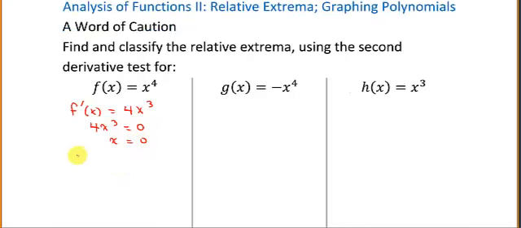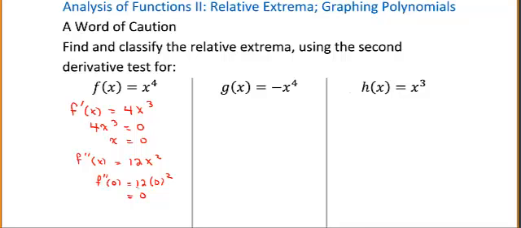Okay, now if I take the second derivative, to use the second derivative test, I'll get 12x squared, and if I evaluate that second derivative at 0, I'll get 12 times 0 squared, which is equal to 0. It's not positive, it's not negative.